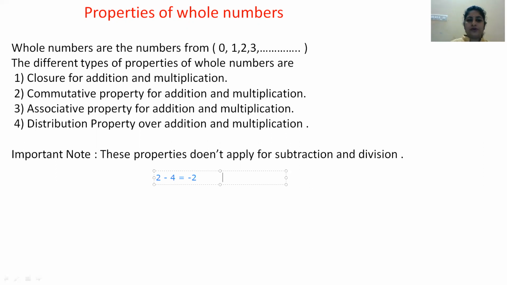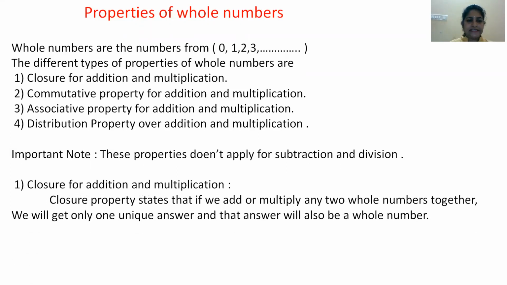Minus 2 is not a whole number. Whole numbers are only positive numbers, that is plus 0, plus 1, plus 2, plus 3. That's why it is not applicable for subtraction. Now we can see why it is not applied for division. 2 divided by 5 is a fraction. So whole numbers don't have fractions too. That's why division is also not applied in the properties of whole numbers.